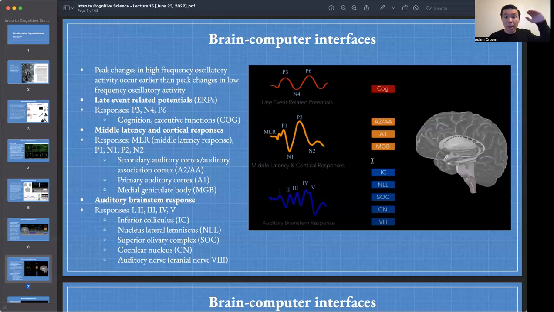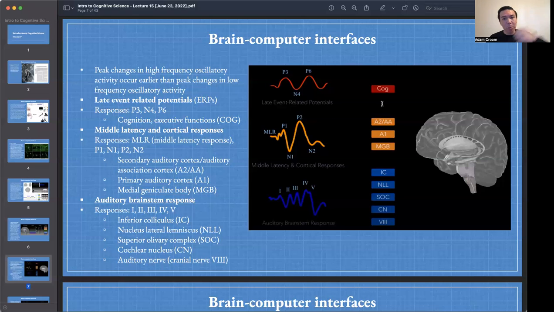Okay. Next, information is going to move up to the medial geniculate body, right? Then the primary auditory cortex or A1, and then up to secondary auditory cortex and auditory association cortex, or A2 and AA. Okay. Notice here at a higher level of neural circuitry that we have lower frequency oscillatory activity.